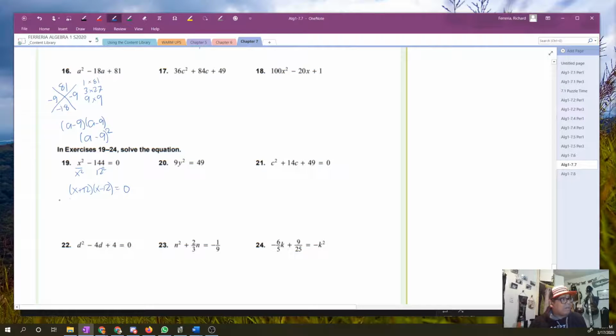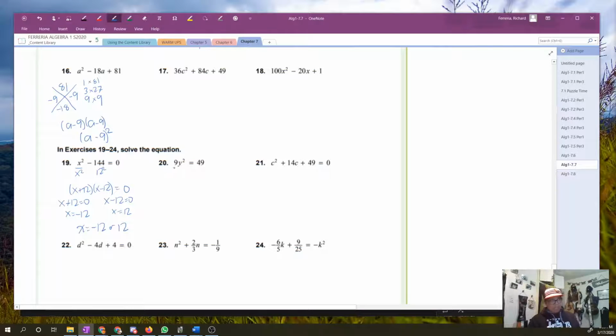And then from here, we say x plus 12 equals 0. That gives us x equals negative 12. I got x minus 12 equals 0. That gives me x equals positive 12. So my answer is x equals negative 12 or positive 12. Not a lot to it.